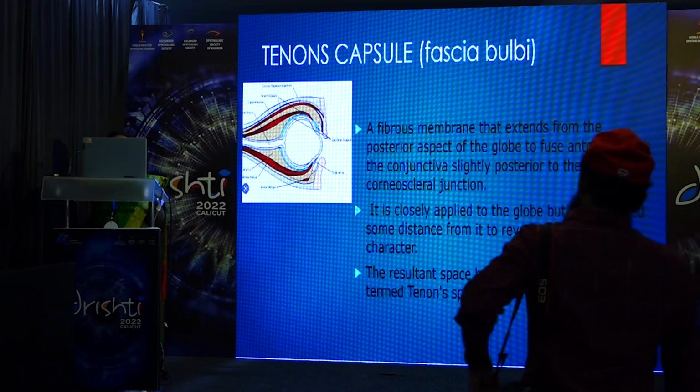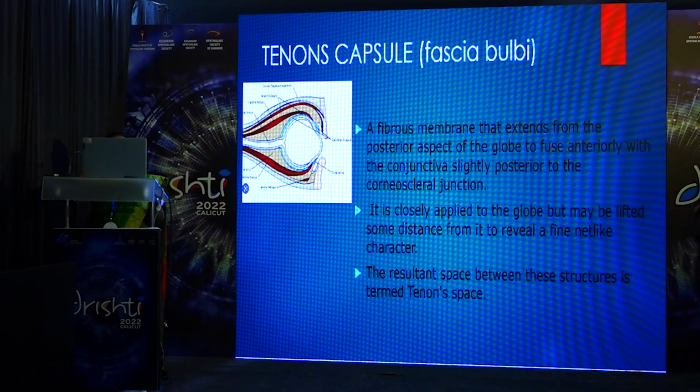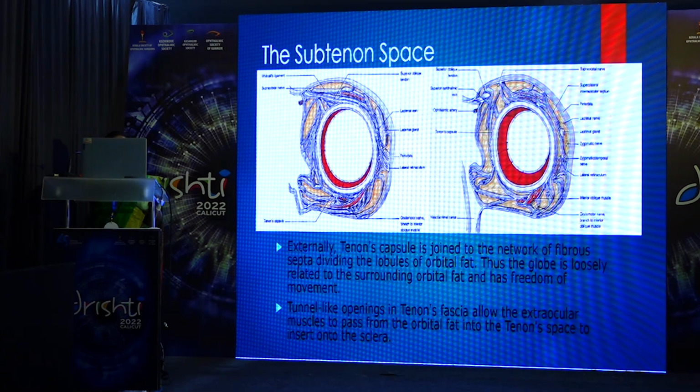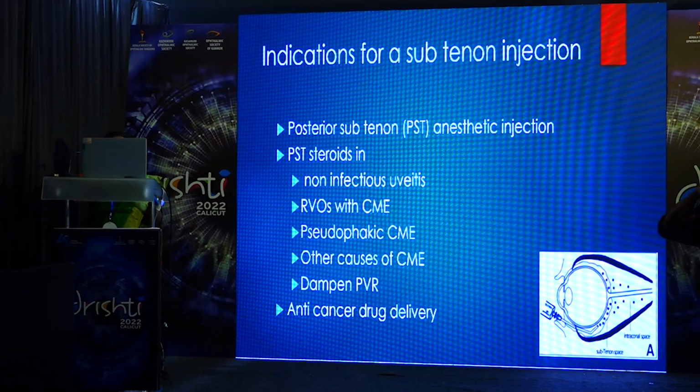So when we think about a subtenon injection, whenever we need the drug to be present in the posterior segment of the eye, to go into the relevant anatomy a little, Tenon's capsule is a fibrous membrane that extends from the posterior aspect of the globe to fuse anteriorly with the conjunctiva slightly posterior to the corneoscleral junction. It is closely applied to the globe but may be lifted for some distance. You can see here at the equator the subtenon space is narrower and posteriorly it is wider. This is the subtenon space into which you are injecting the drug.